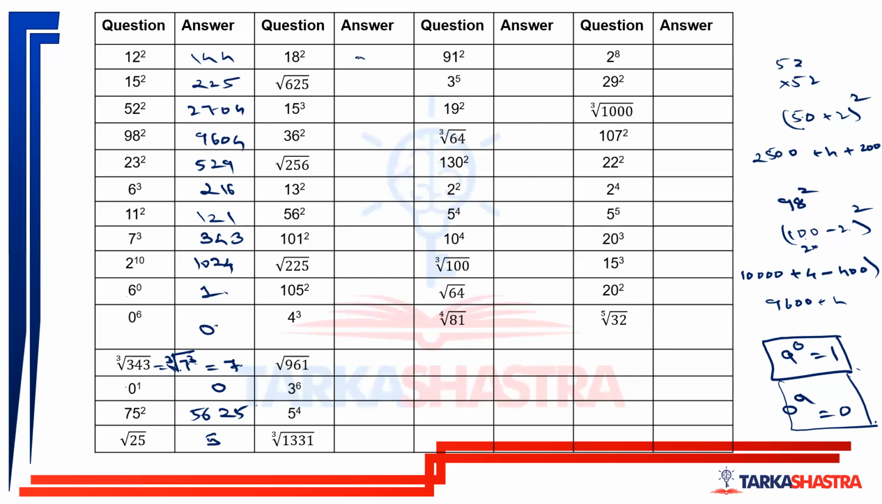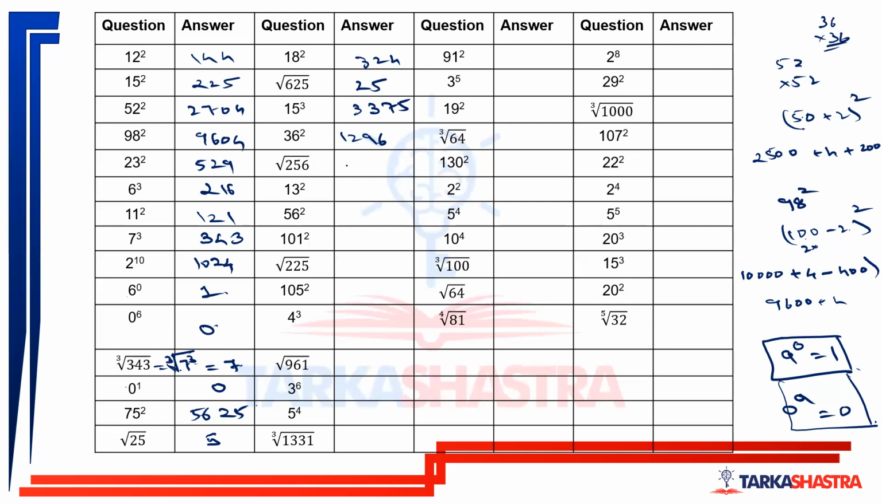Then 18 square is 324. We know this. The square root of 625 is 25. We know this. 15 cube is 3375. We have already calculated this. Then comes 36 square, which is 1296. Again, you can calculate it like this: 36 into 36, a simple method. 36 square will come out to be 1296.